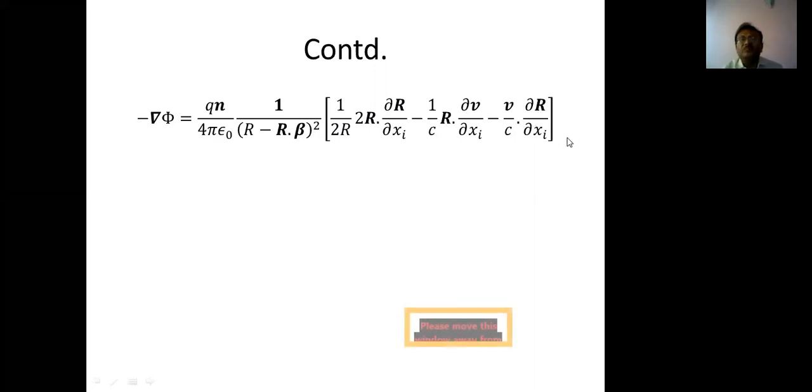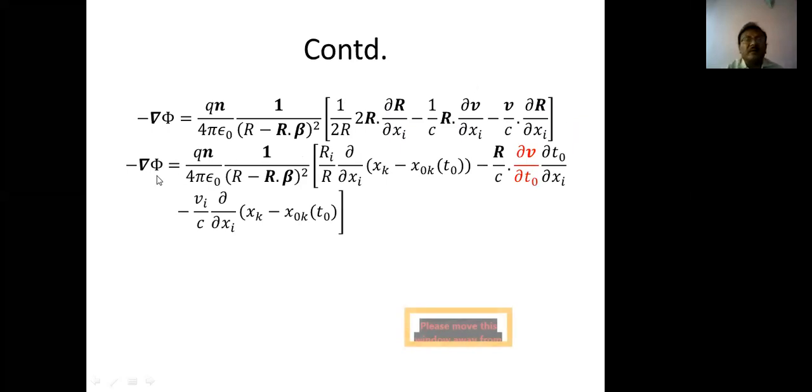Now what we do is this ∂ by ∂xi of r can be written as ∂t₀ by ∂xi times ∂ by ∂t₀. Similarly we do the same thing here. That ∂ by ∂xi can be replaced by ∂t₀ by ∂xi times ∂ by ∂t₀. So let's do that. Everything is the same as a factor outside. So here this 2 and 2 cancel.